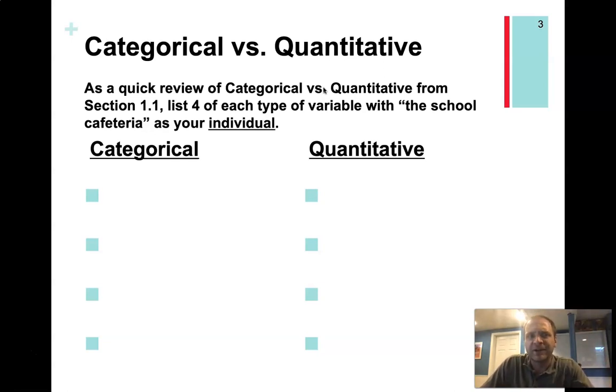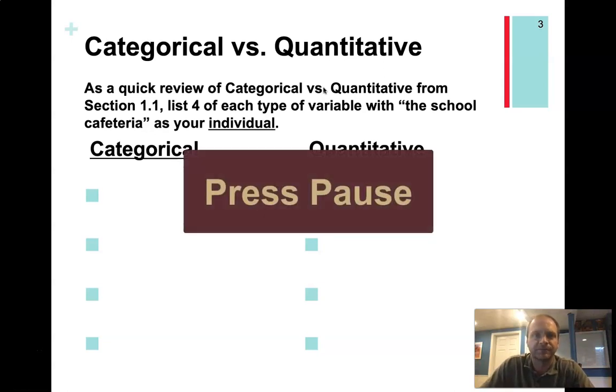And so you could pause the video right now and take a look and see on your own what variables, and make your own list. So pause the video for a minute and you can make your own list of categorical and quantitative variables and compare it to the list I will show in a few seconds.